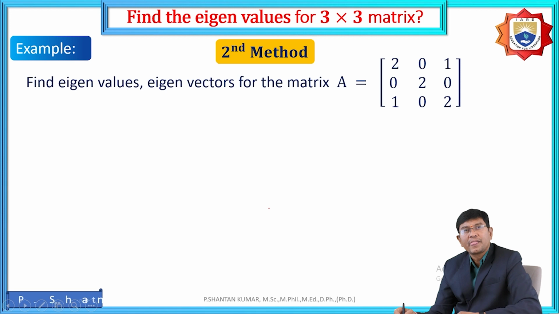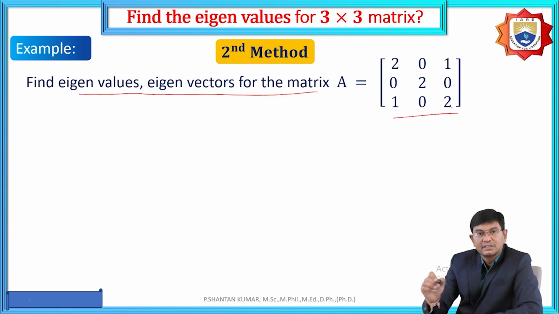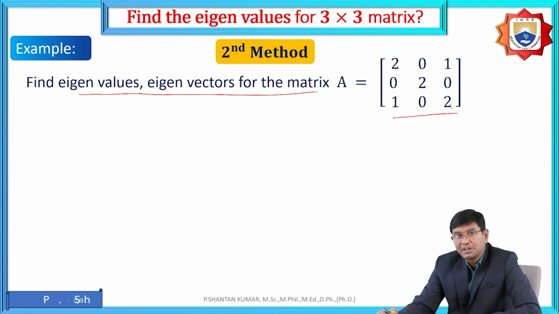For example, find the eigenvalues and eigenvectors. Here the matrix is like this. I am going to discuss this problem directly with the help of the second method. Because I've already explained type 1, that is the first method, but I am going to give the second method, that is the short method.